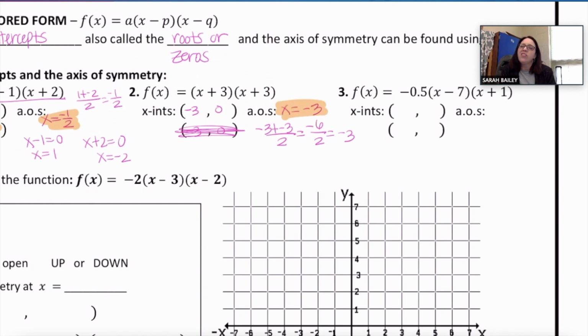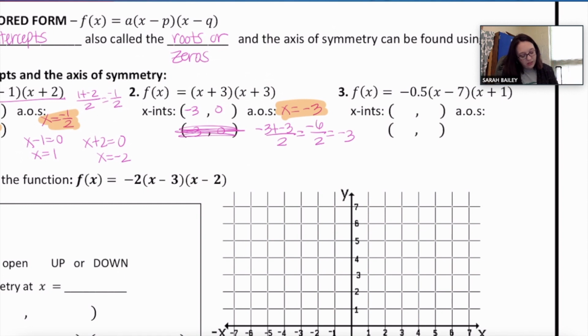Okay, so the axis of symmetry is the same as that x-intercept. That also is telling me that this x-intercept is meaning the parabola sits right there on the x-axis. There's exactly one x-intercept here.